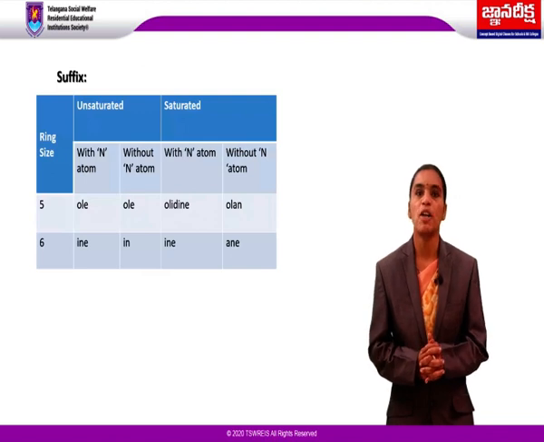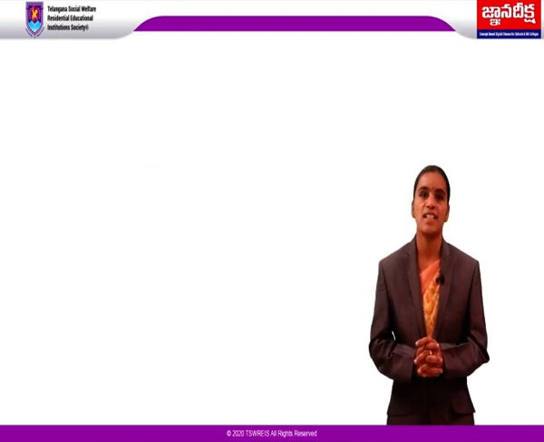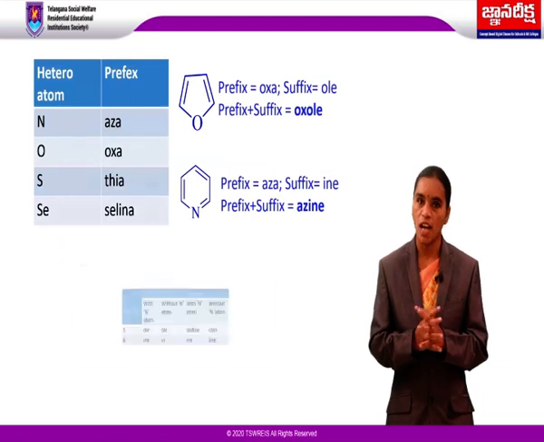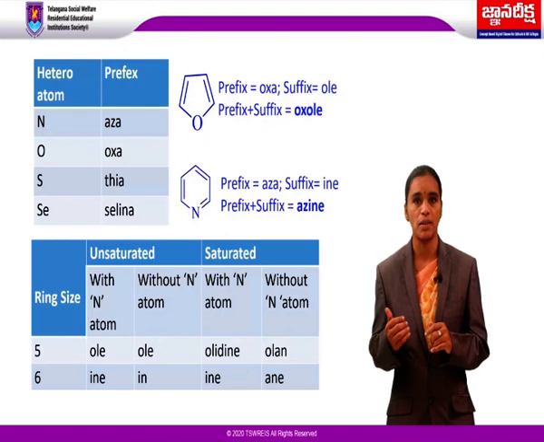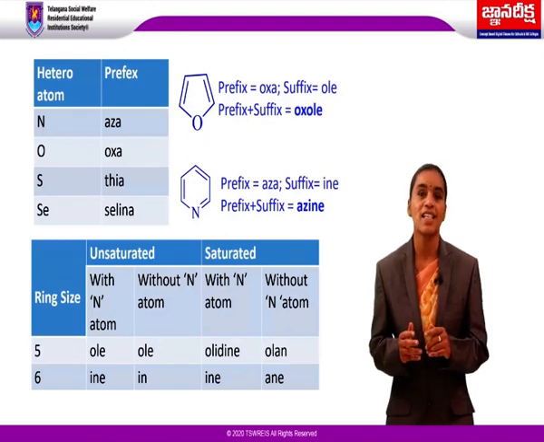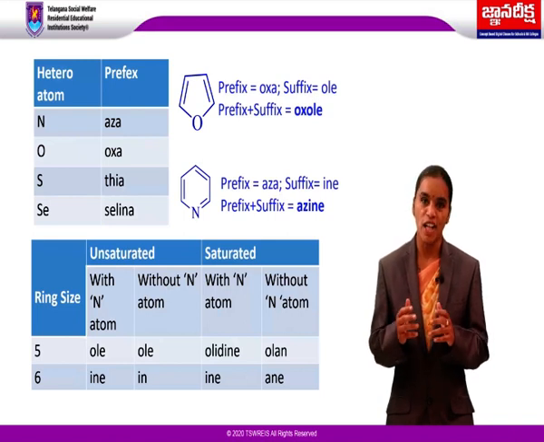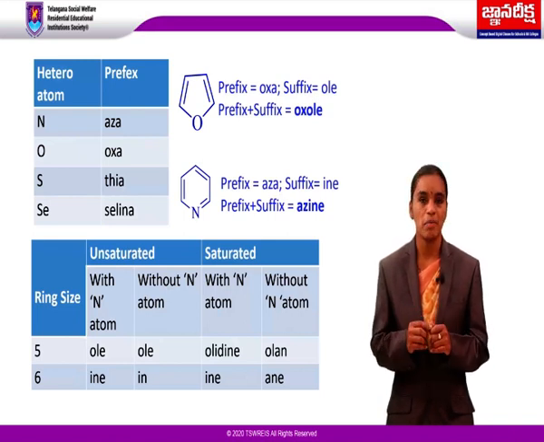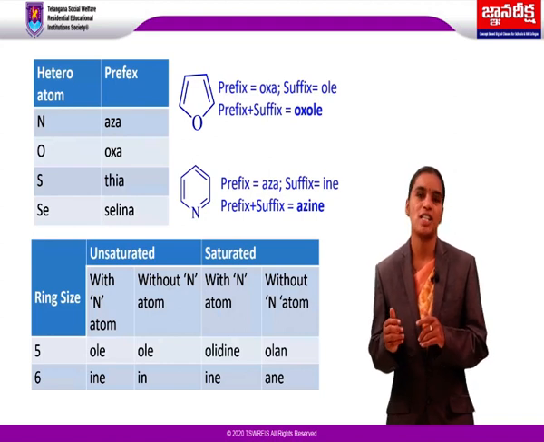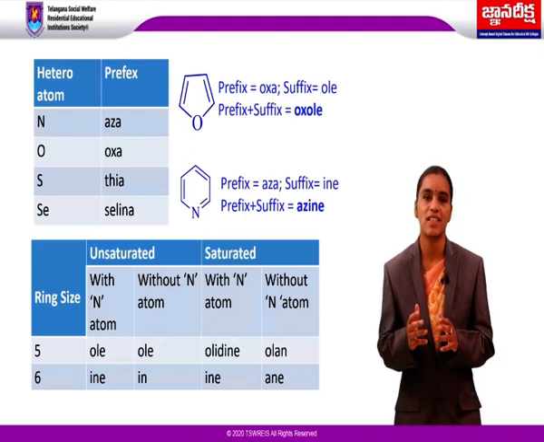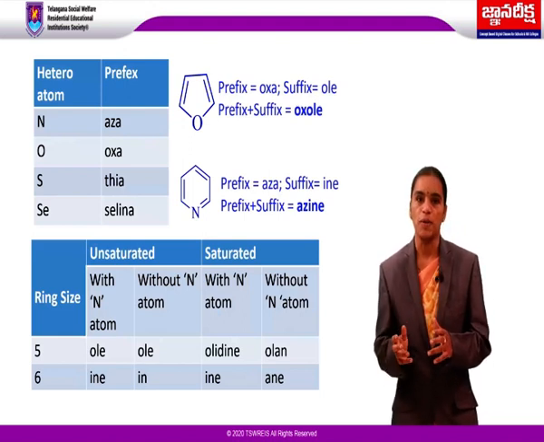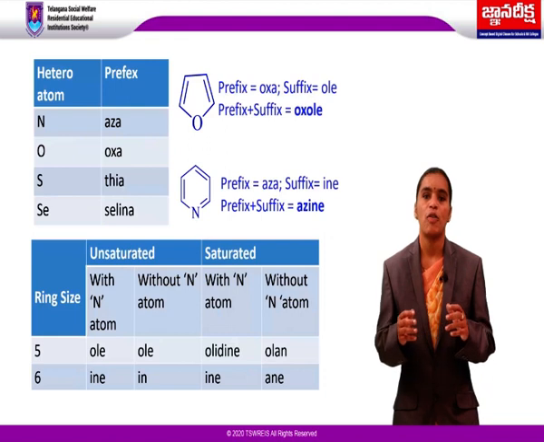Let's see some examples. Look at the picture. Here, this is the 5-membered ring. According to the process, first we have to give the prefix. So, here the heteroatom is oxygen, so the prefix is oxa. Next, give the suffix. This is an unsaturated compound and 5-membered without nitrogen atom. So, see the table carefully. Here the given suffix is ole. So, finally we have to add the prefix and suffix, oxa plus ole.